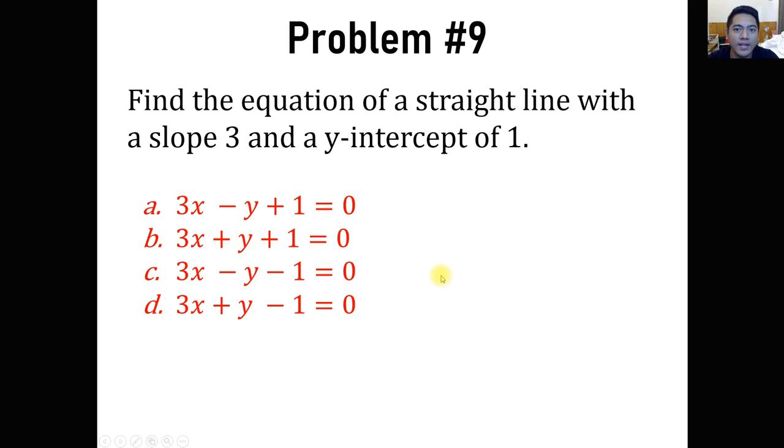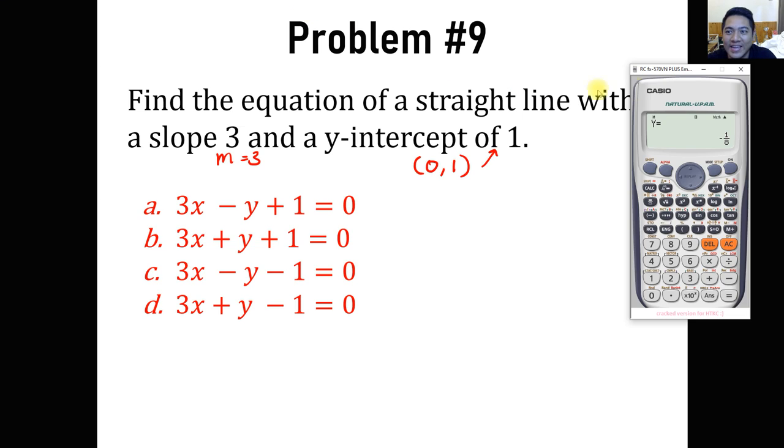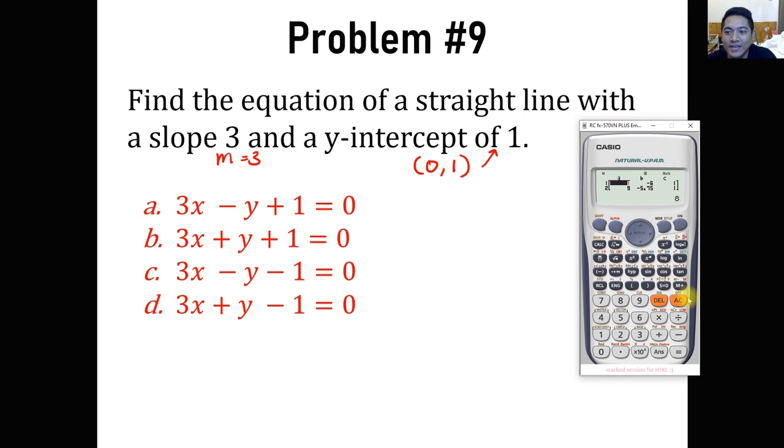Alright, number 9. Find the equation of the straight line with a slope of 3 and y-intercept of 1. Again, if we have a y-intercept of 1, meaning the value of x is 0, so we have 0 and 1 for the point of y-intercept. And then we have a slope of 3. So we now have a slope and a point, and we can get the equation of the line. It's just as simple as that, using still the same principle I have taught you a while ago.